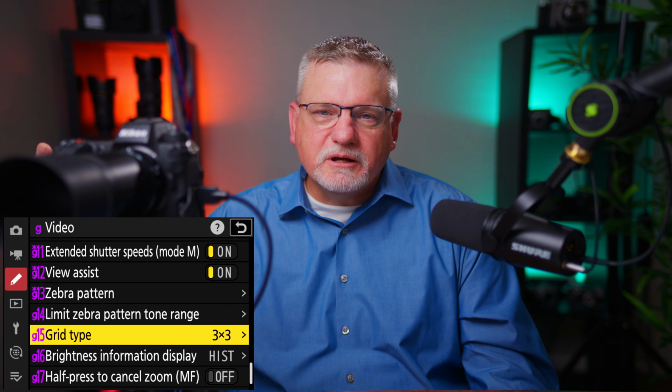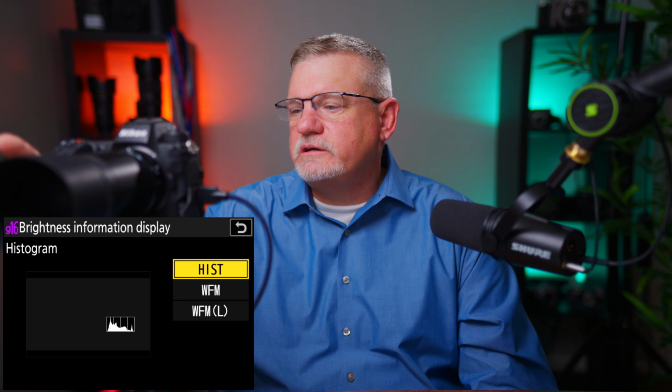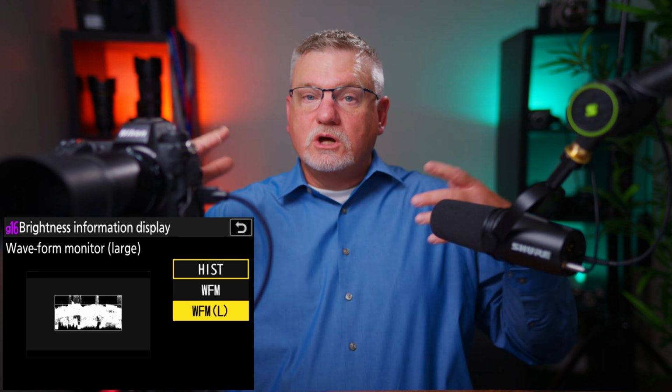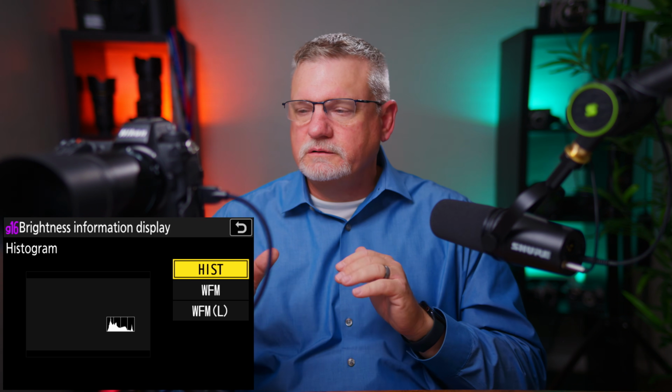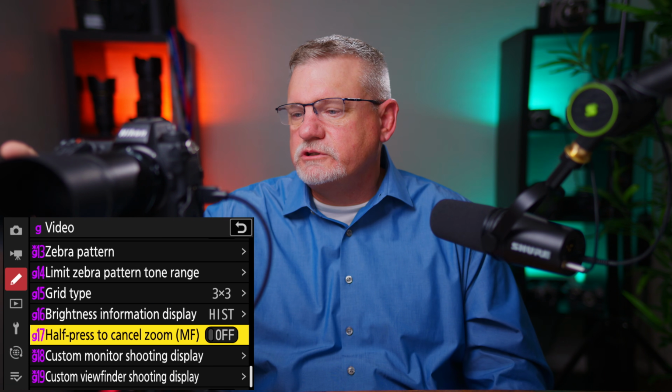Grid type, personal opinion. I set it on 3x3. Again, something I don't normally use. Let's talk about brightness information display. I have it set on histogram. You could also do it on waveform. You could do it on large waveform. If you do it on histogram, which I kind of prefer, basically you want to expose slightly to the right without it clipping on the far right when you're shooting N-log. Half press to cancel zoom. I got it off because I never use it.